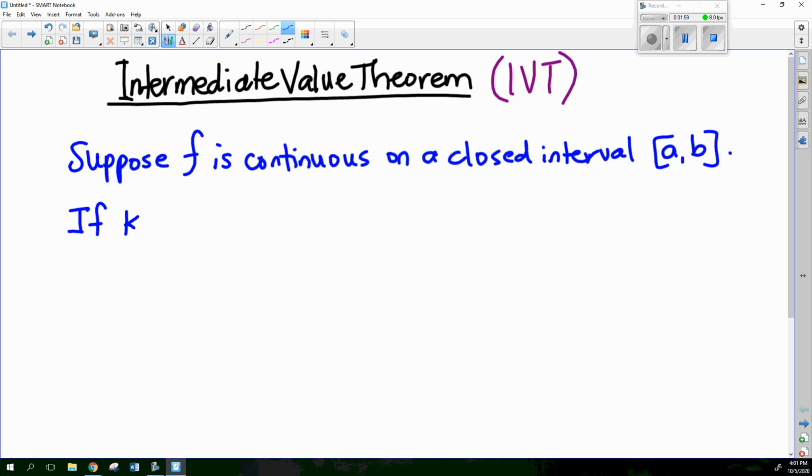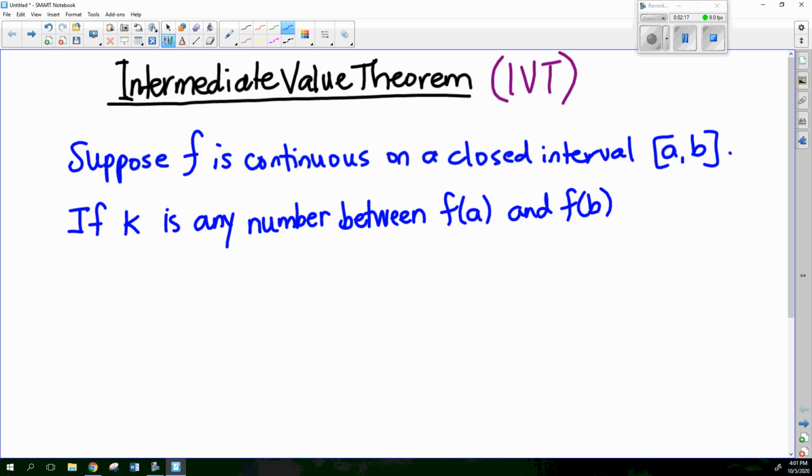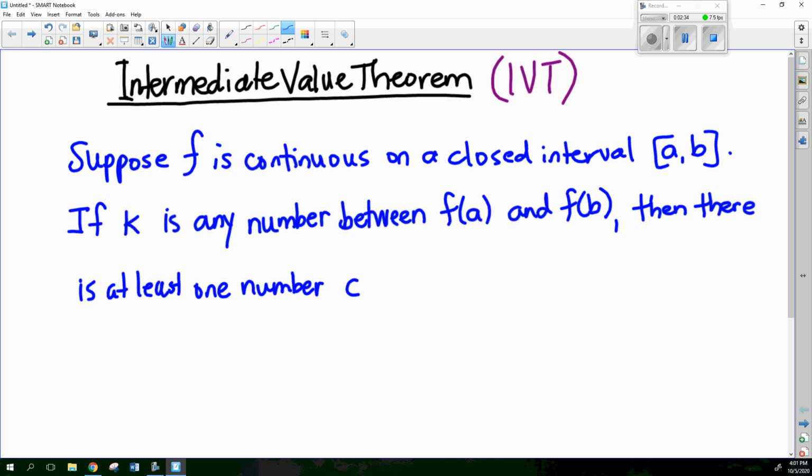If k is any number between f of A and f of B, okay, then there is at least one number, let's call it C, in that closed interval, okay, such that f of C equals k.